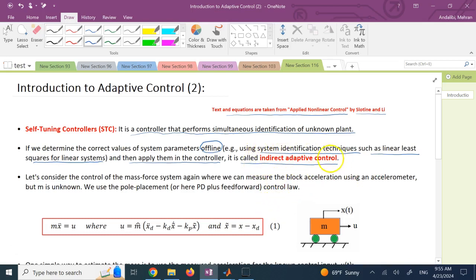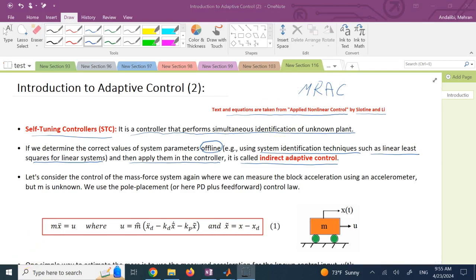You identify the system parameters ahead of time, and then assuming that you know them well, you apply them in a control. Here we try to do this parameter estimation and the control at the same time, okay? And there are different topics that we're going to see. I'm going to talk about self-tuning controller in this video, and in the next one we're going to talk about MRAC, which is model reference adaptive control, okay? So we're going to see these different ways to do this simultaneous estimation and control.